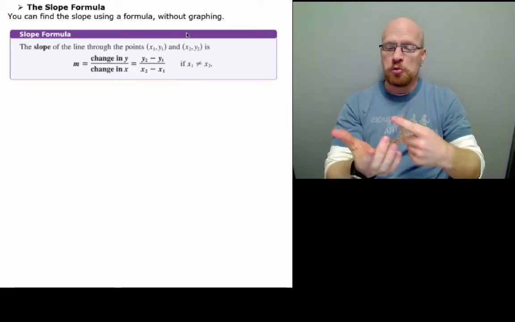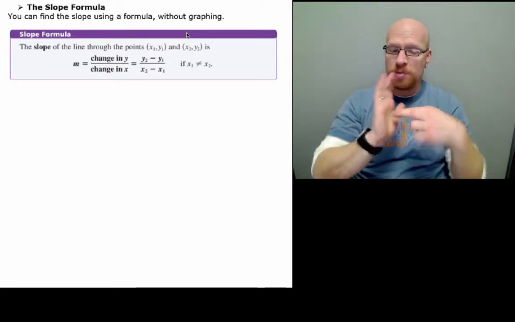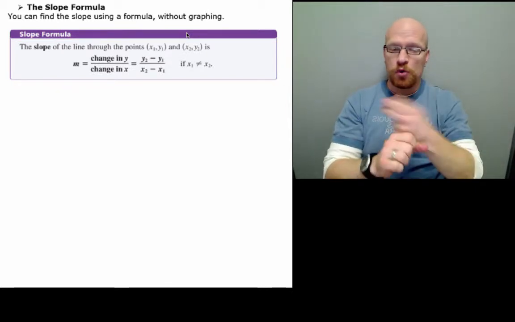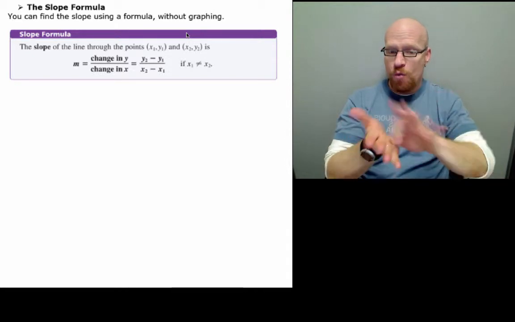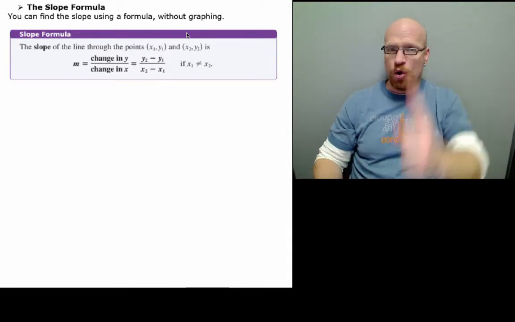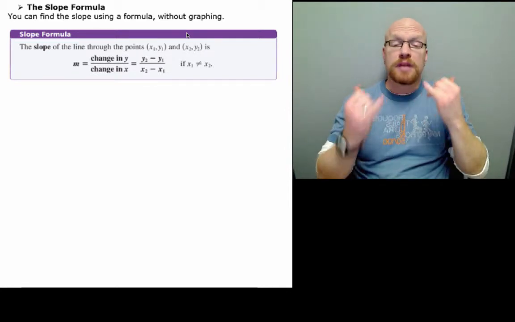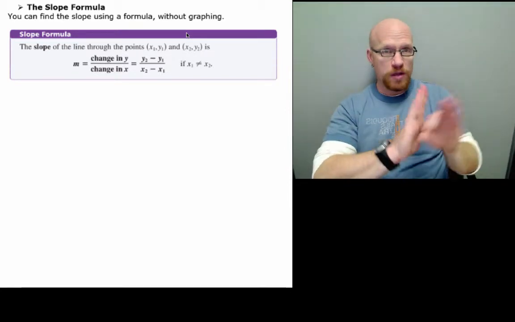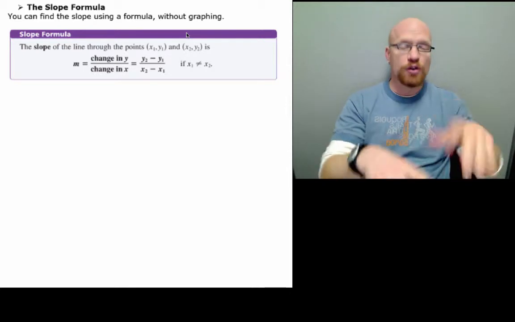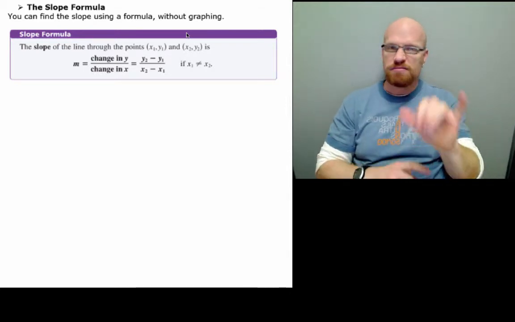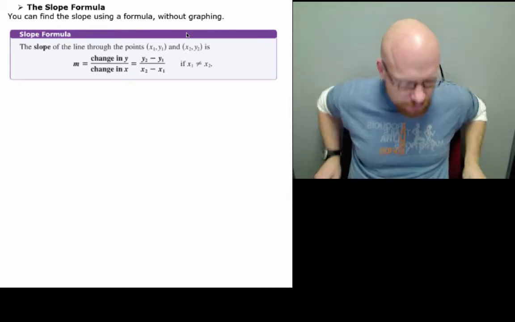In previous vlogs, we discussed a graphical representation of slope. Using 2 points on a graph, we counted how many go up, how many right. Now, we're going to use the formula provided to find the same answer, or slopes in general.